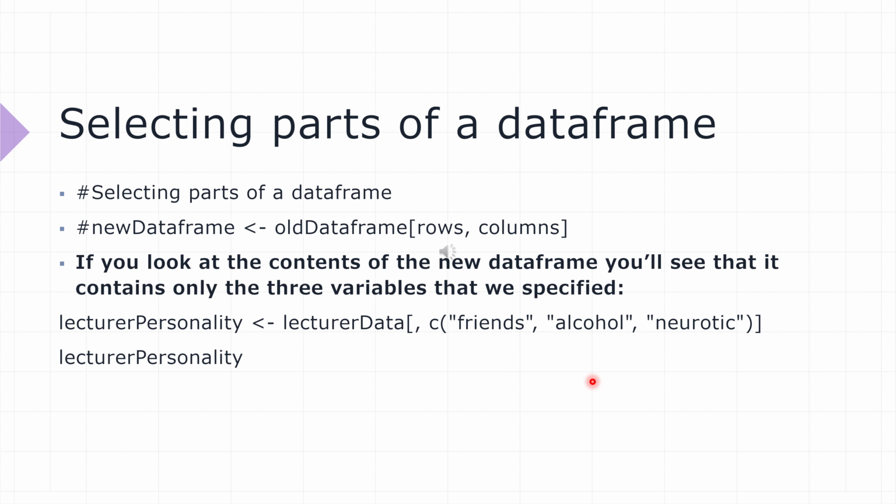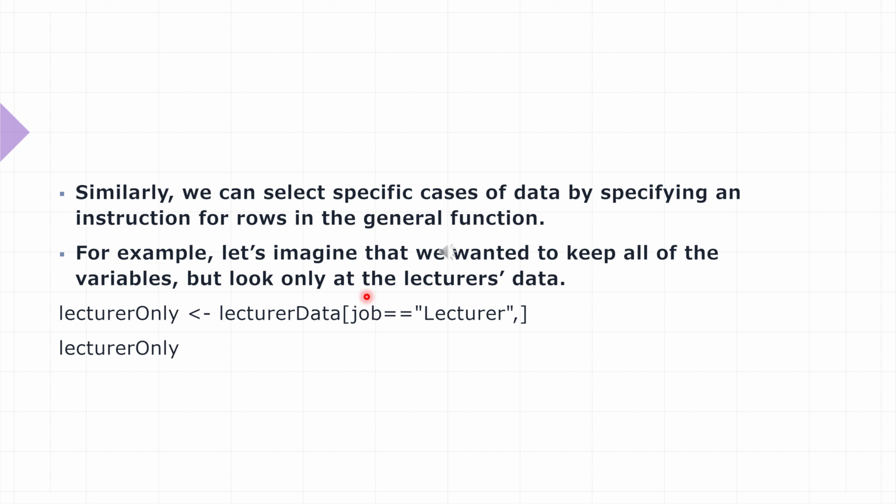Selecting parts of a data frame, columns. Indexing syntax is newData <- oldData[rows, columns]. Let's keep only 3 variables: lecturerPersonality <- lecturerData[, c("friends", "alcohol", "neurotic")]. Selecting rows, cases. We can filter rows with a logical condition.